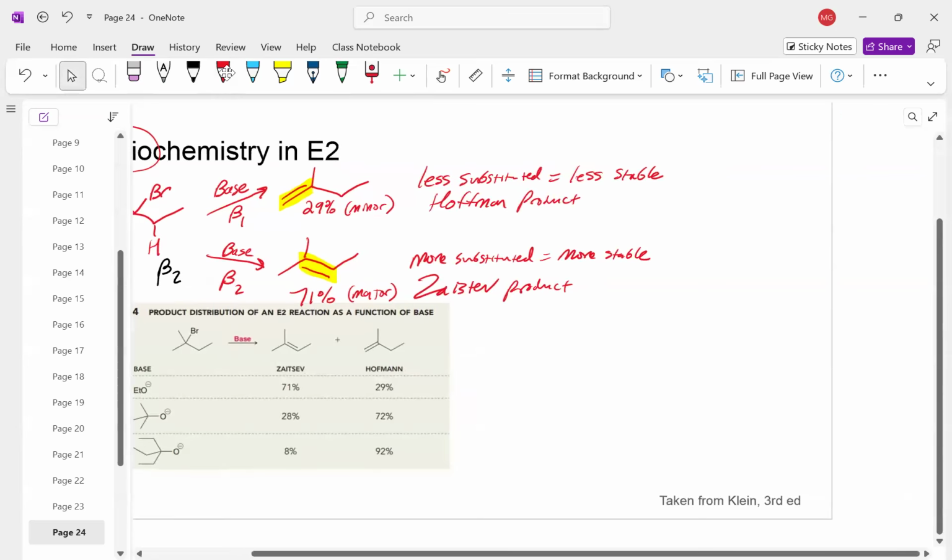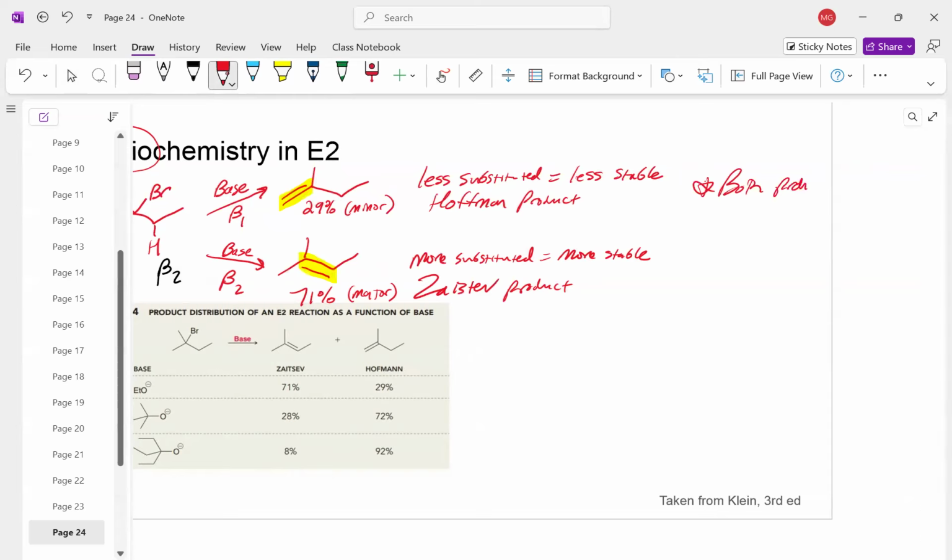So I want to emphasize that both products get formed. But the more stable product is formed in a greater amount. We refer to this as Zaitsev's rule, that the Zaitsev product is the more favored product.